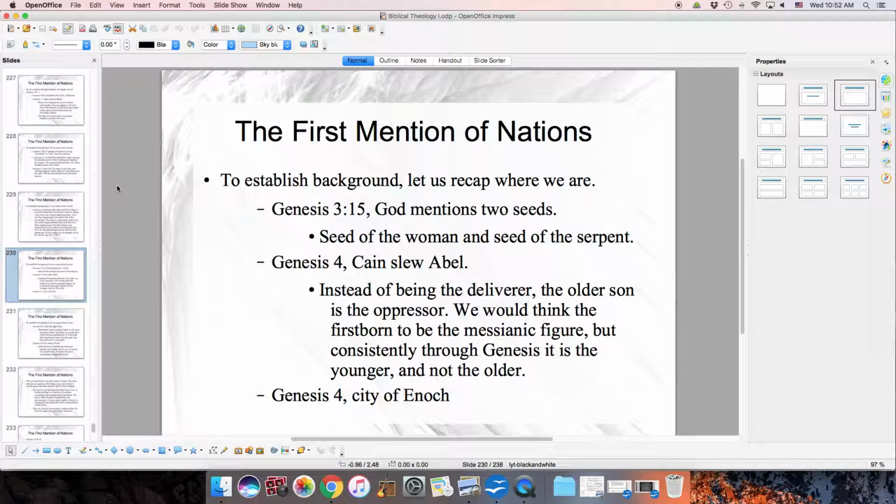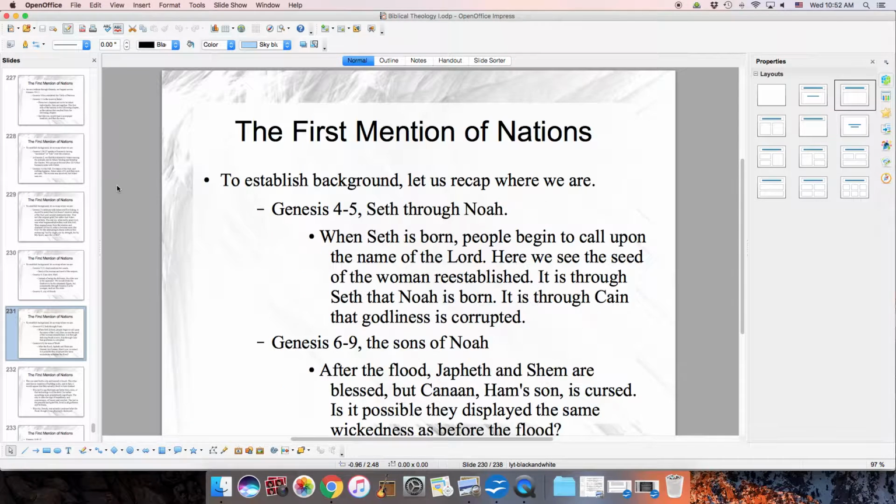In Genesis 4, we have the city of Enoch. In Genesis 4 and 5, we have the genealogy of Seth through Noah. When Seth is born, people begin to call upon the name of the Lord. Here we see the seed of the woman reestablished. It is through Seth that Noah is born. It is through Cain that godliness is corrupted.